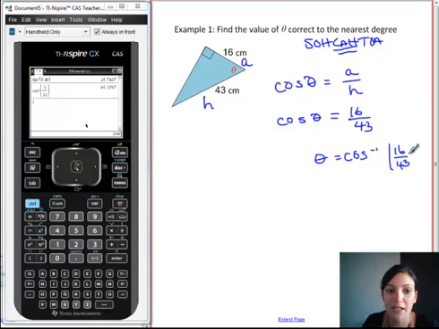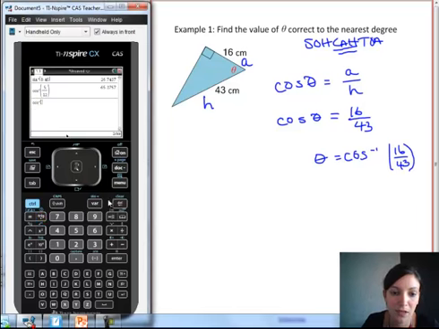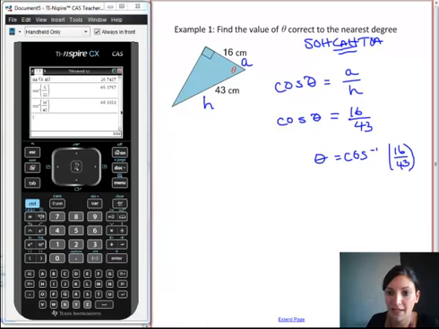Okay, so putting that into my calculator, inverse cos of 16 over 43, Control Enter, and I get 68.1552, so rounded to the nearest degree, I would get theta is equal to 68 degrees. Okay, and that's it. We're going to do one more example, that is a word problem, and then you can try the problems on your own.